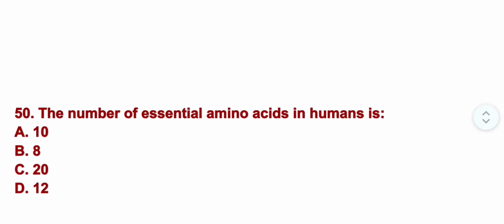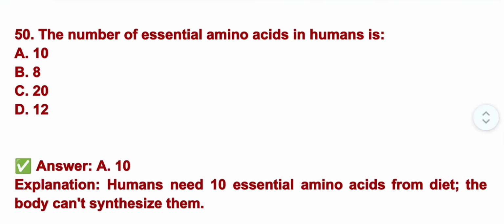Question number 50. The number of essential amino acids in humans is? The correct option is option A, 10. Humans need 10 essential amino acids from the diet. The body cannot synthesize them, so they are needed in the food.